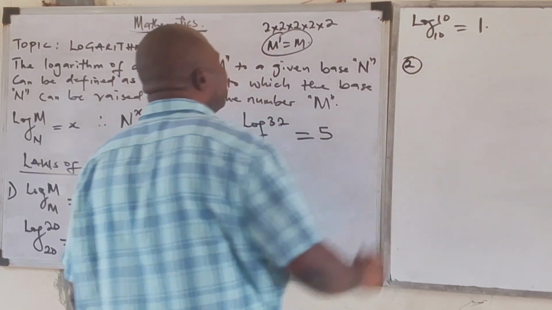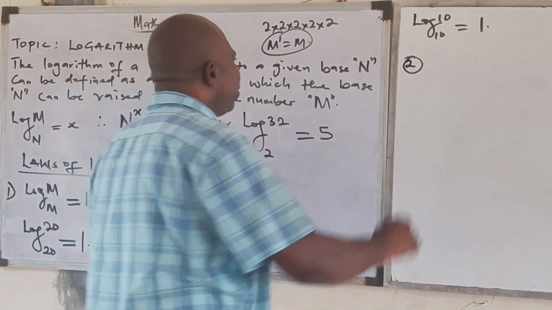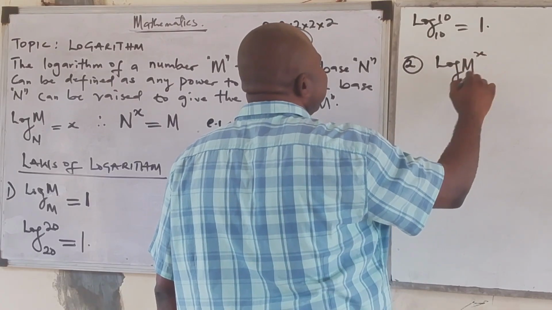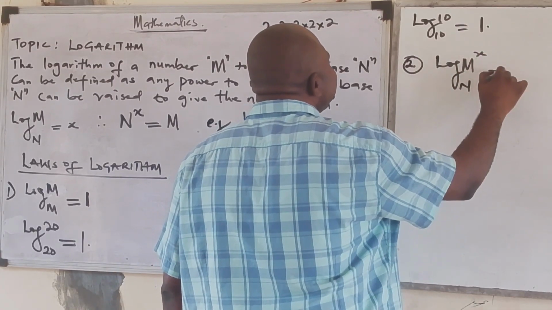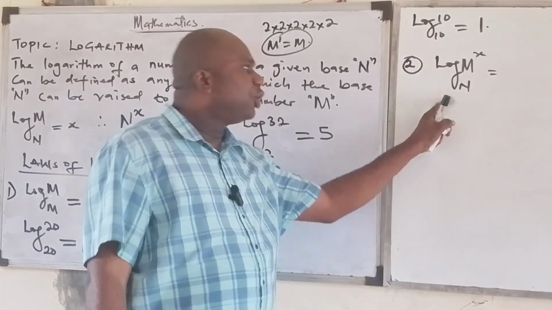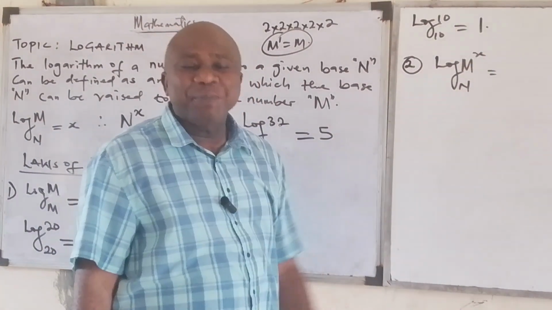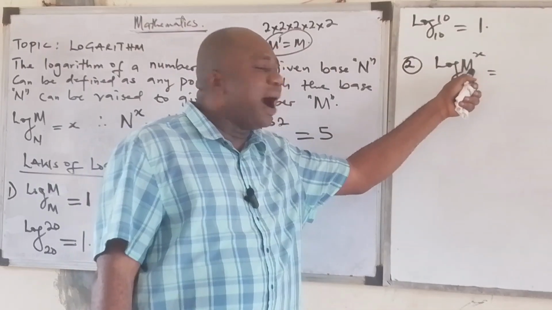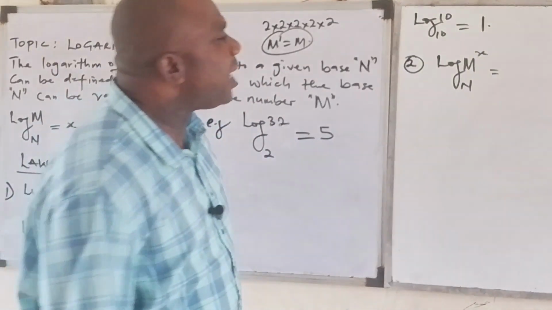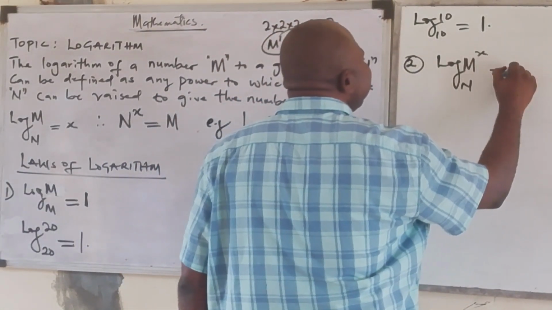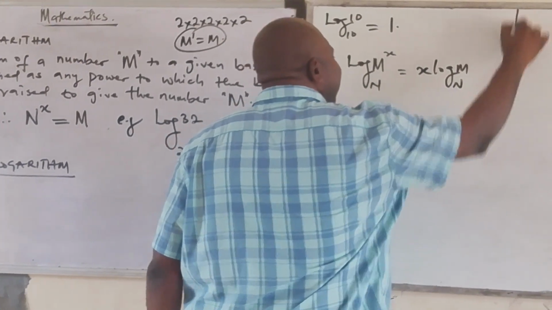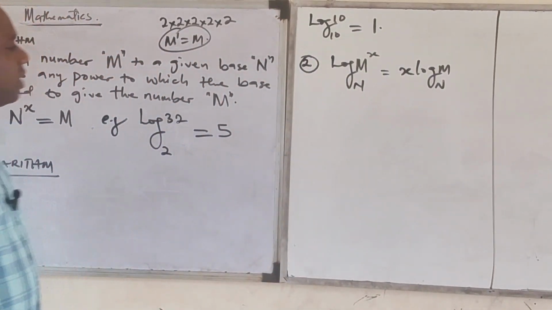Now let's look at law number 2. We have log m raised to the power of x base n. If you look at this law very well, you discover that it's the number that is carrying the power, not the base. So when the number is carrying the power, this is the same as saying x log m base n.